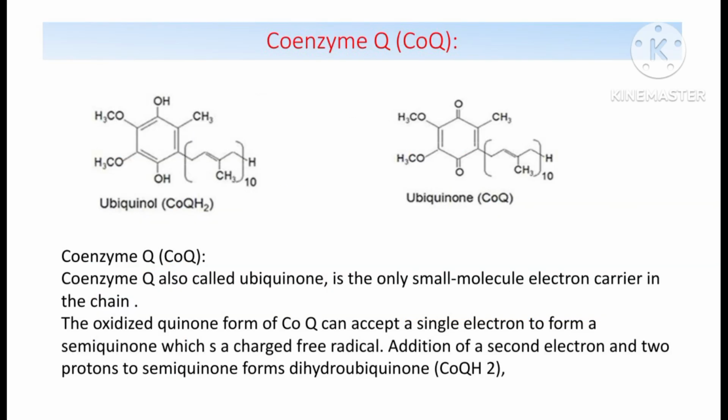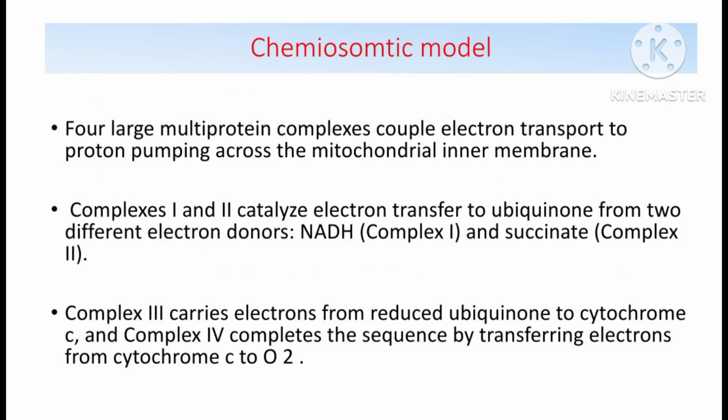Coenzyme Q, which is known as ubiquinone, is one of the electron carriers in the electron transport chain. Ubiquinone accepts 2 electrons and gets converted into ubiquinol. Electrons are carried by NADH2 and FADH2, which are then passed through various electron acceptors in the electron transport chain.